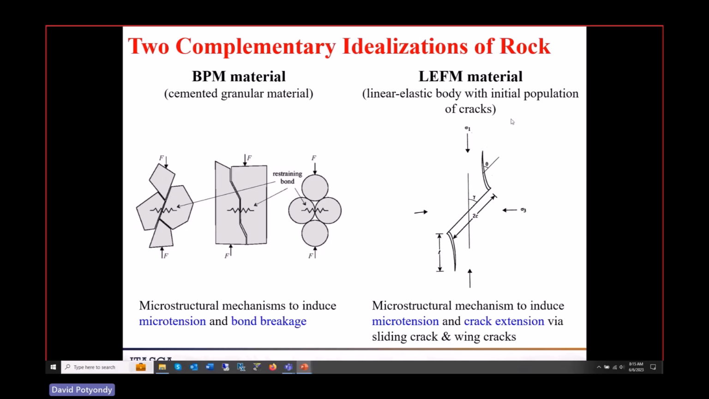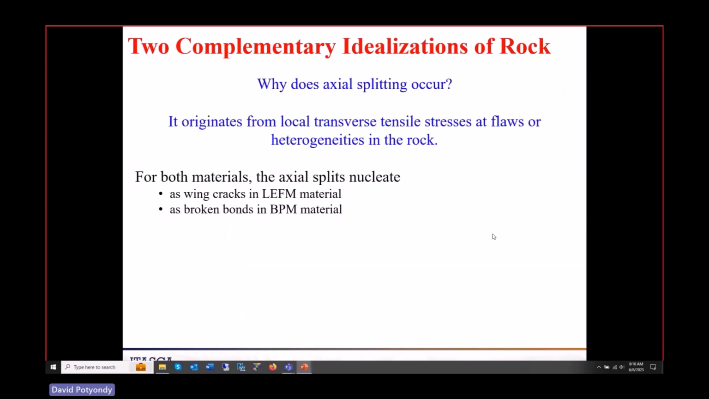Okay, so you could build such an idealization of a rock, and this idealization of rock will give you most of the properties of those four stages of a compression test, but you have to have a population of these things. Okay, so let's apply both models to trying to explain why axial splitting occurs.